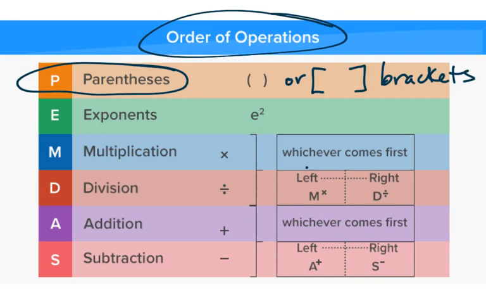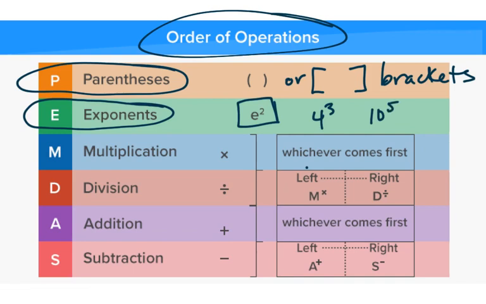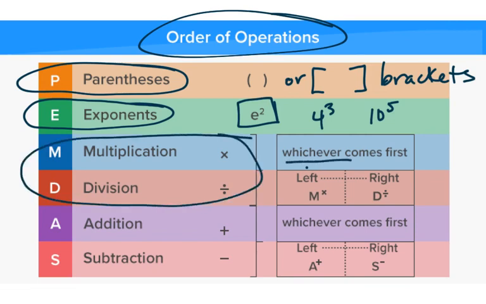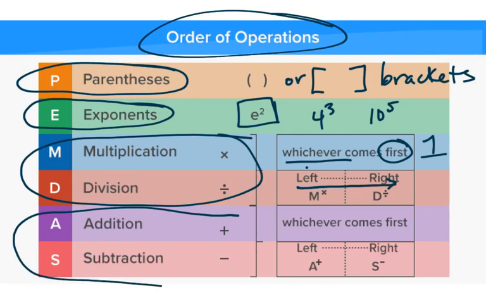Okay, and then we do exponents, like 4 to the third, or maybe 10 to the fifth. And then we do multiplication and division, whichever comes first. So we go left to right. And I'll talk about that more in our examples. And then we do addition and subtraction, left to right, whichever comes first.